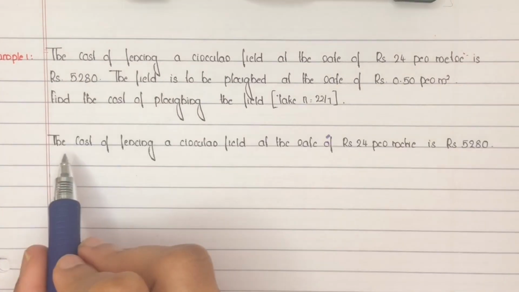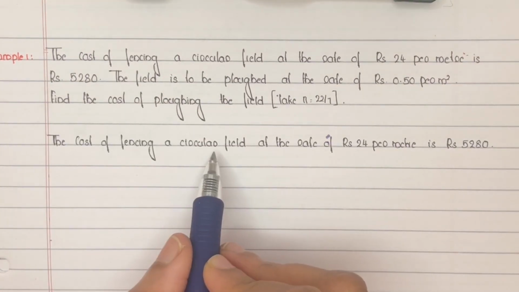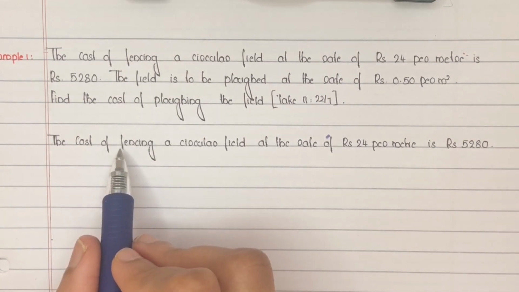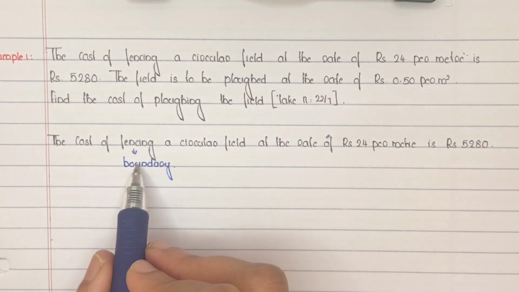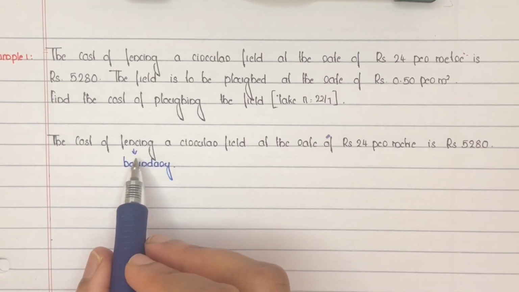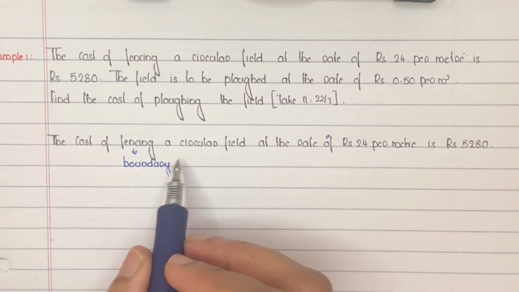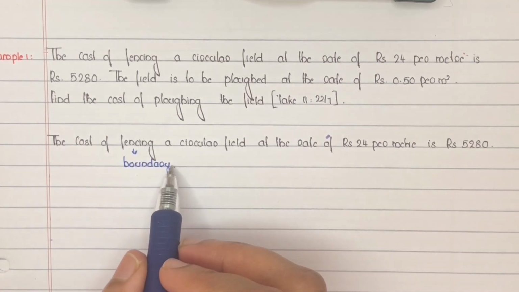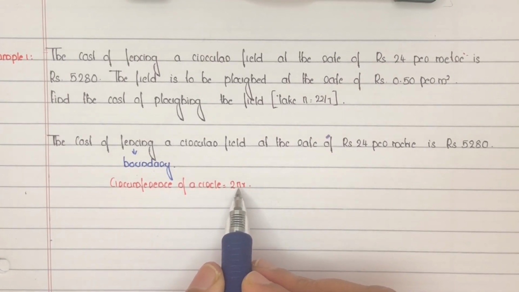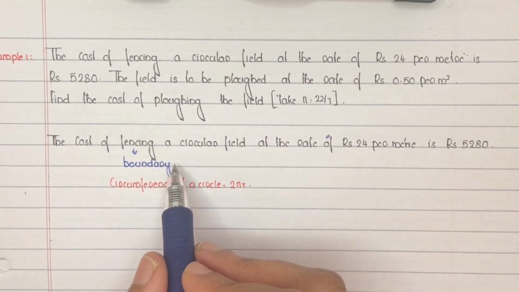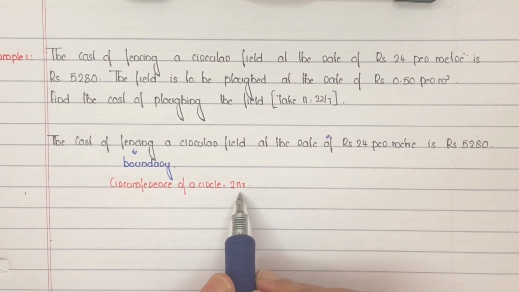Consider the first line. The cost of fencing a circular field. Fencing is done at the boundary of the field, right? So to know the length of the fencing material, one should know the length of the boundaries of the field, right? And here the field is circular. So the boundary of the circular field means what? Circumference of the circle. And we know that the circumference of a circle is 2 pi r, where r is the radius of the circle. So here the length of the boundary of the circular field is 2 pi r.